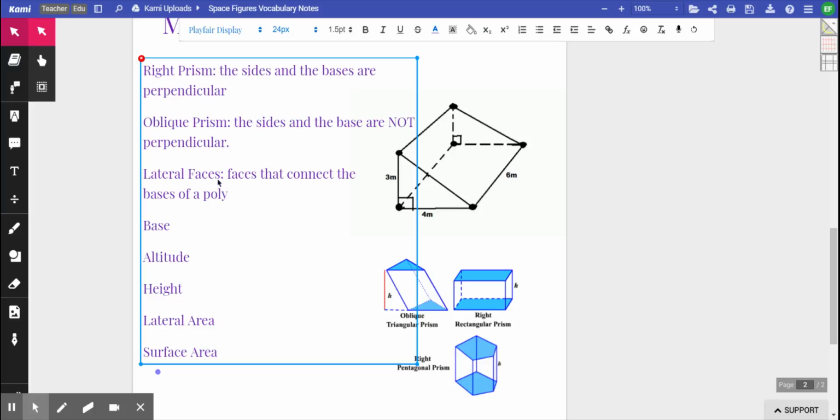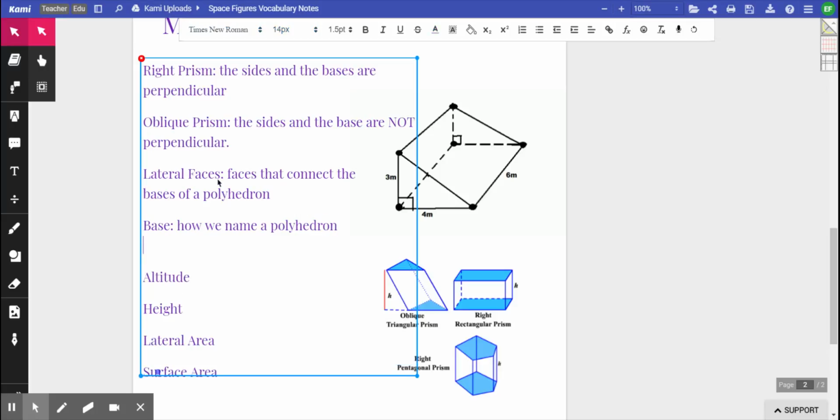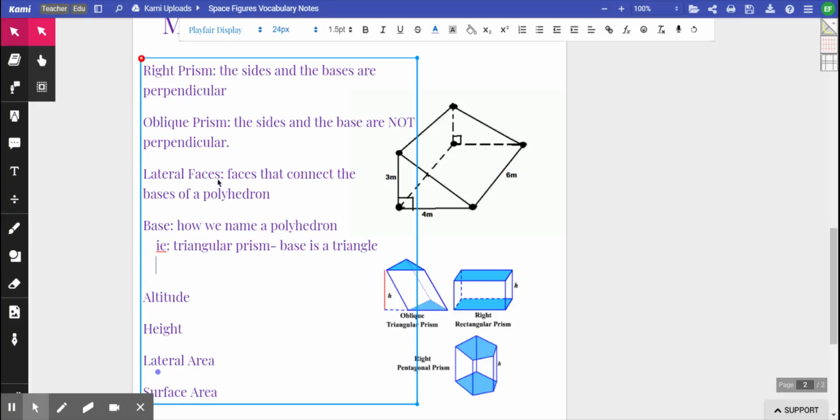Polyhedron. All right, so the base is how we name a polyhedron. And we could put with this the example that over to the right we have a triangular prism. Therefore, the base is a triangle. Down below, we have that right pentagonal prism, and that's because the base is a pentagon. All right.